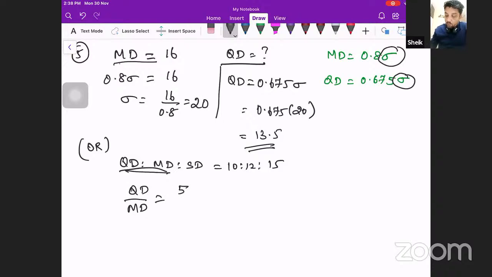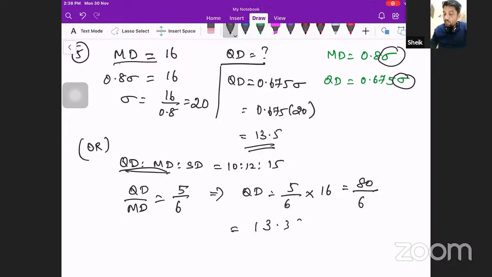10 by 12, which is nothing but 5 by 6, right? So, can I say QD is equal to 5 by 6 times MD? What MD did I get? 16. So, which is 80 by 16, sorry, 80 by 6. What is it, my dear? 80 by 6, which is approximately 13.33333, something we are getting, which is approximately 13.5.